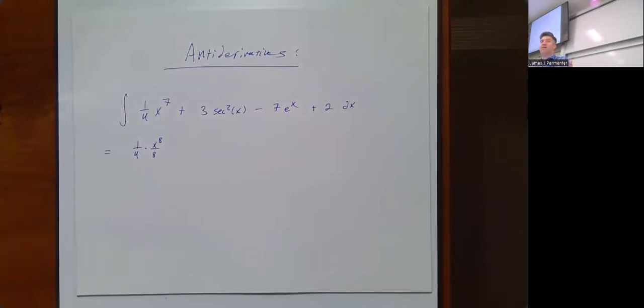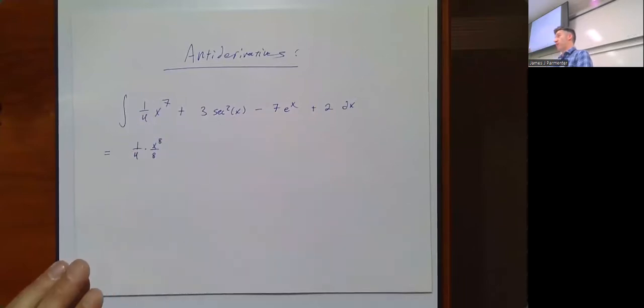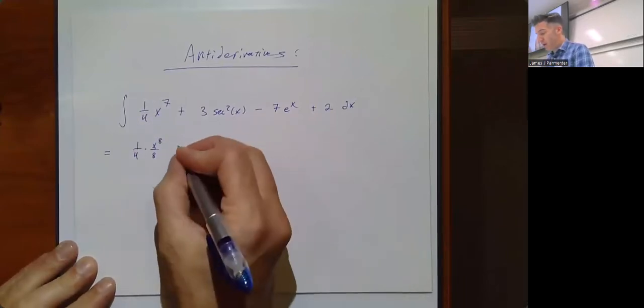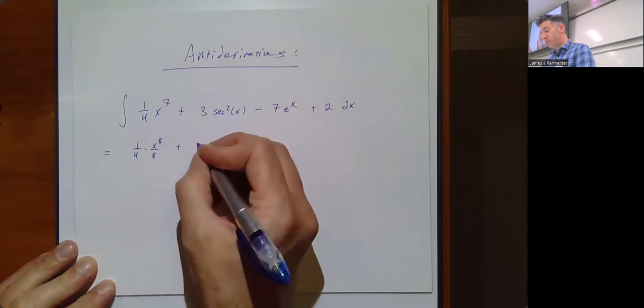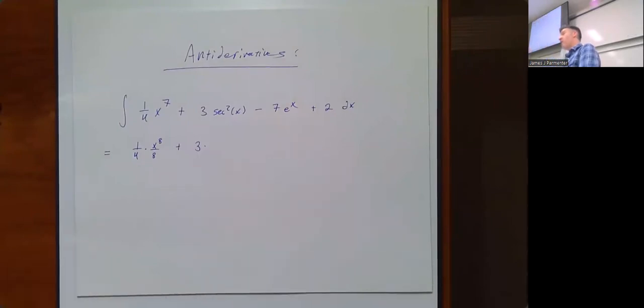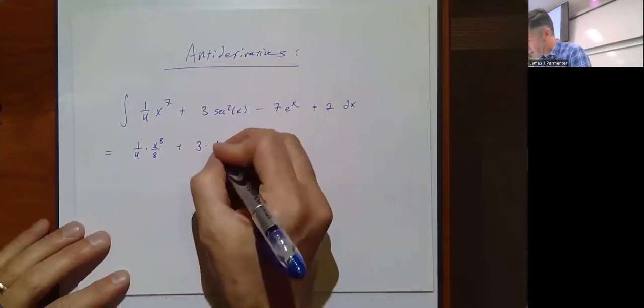The great thing about constant multiples is, just like with differentiation, with anti-differentiation they still just hang out. If you've got something multiplied by a constant, that constant multiple is just going to stick around. Same deal here. This 3 that's a multiple of this function is just going to stick around. And we do know a function whose derivative is secant squared. It's good old tangent of x.